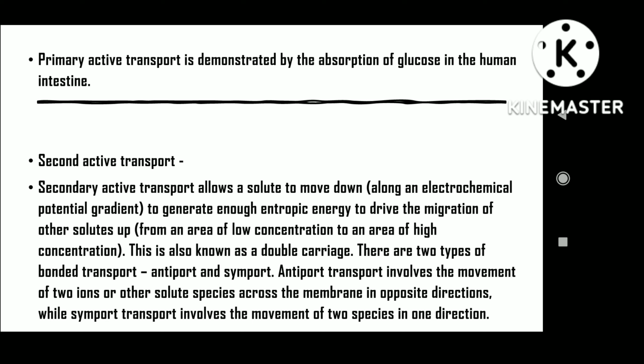Secondary active transport allows a solute to move down, meaning along an electrochemical potential gradient, to generate enough entropic energy to drive the migration of other solutes up from an area of low concentration to an area of high concentration. This is also known as coupled transport.